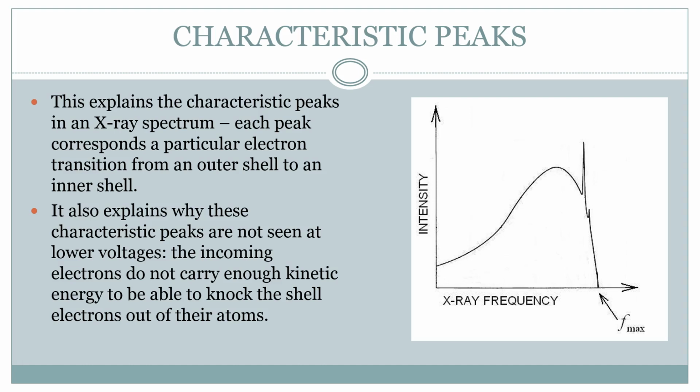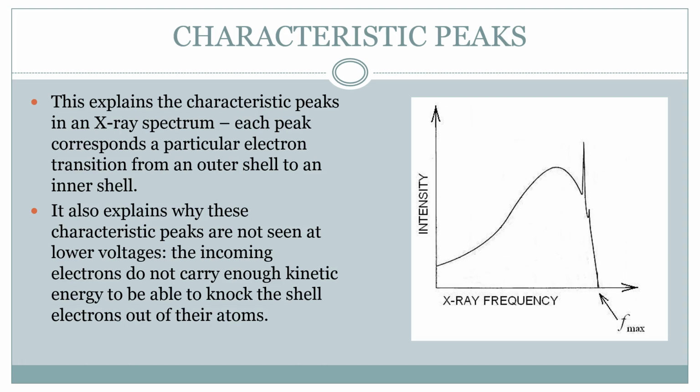Now, once we understand that, we can also explain why we don't see these characteristic peaks at lower voltages. In order to knock out these inner shell electrons, the incoming free electron, what we call the projectile electron, must be carrying enough energy in the form of kinetic energy to actually knock them out. And we know that the kinetic energy of the incoming electrons depends on the voltage. So as we increase the voltage, we increase the kinetic energy. So therefore, it's not until we reach a certain voltage that the electrons actually have enough kinetic energy to knock out these electrons. Below that, they might encounter these inner shell electrons, but they won't carry enough energy to actually knock them out. So that explains why we don't see those peaks until we reach a certain tube voltage.